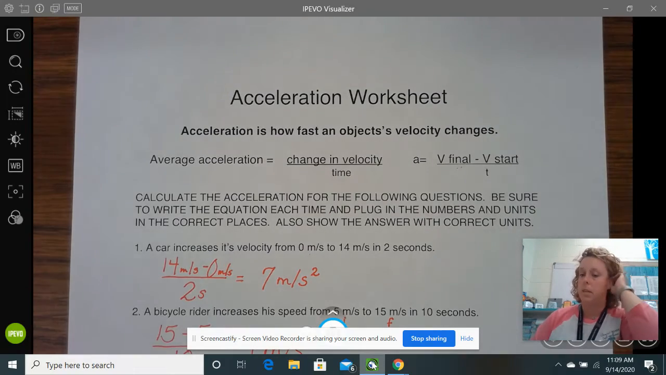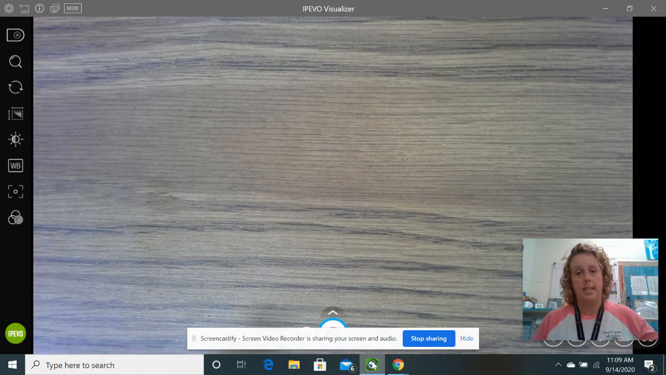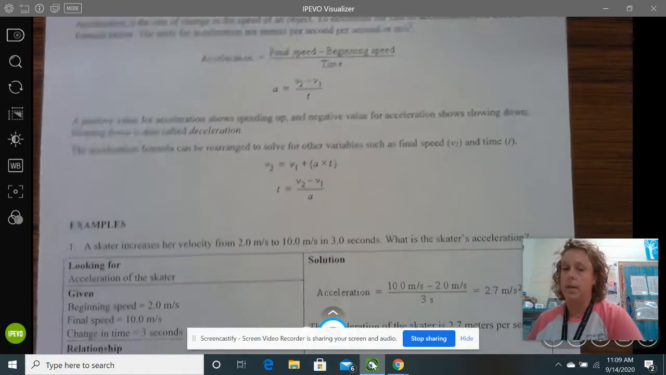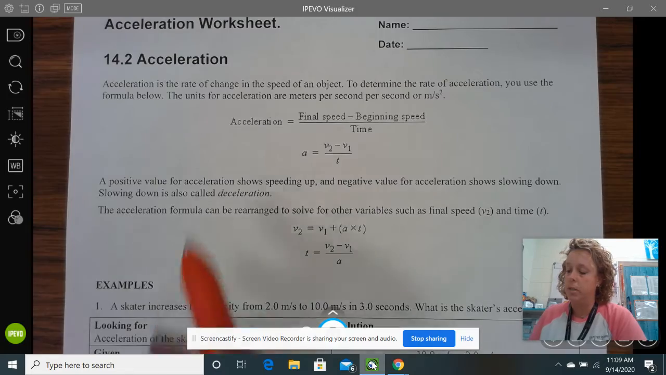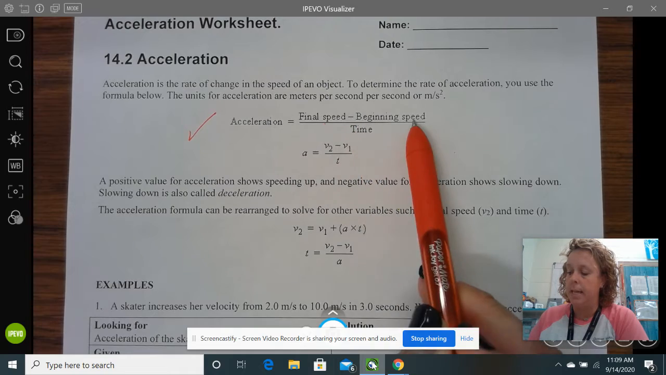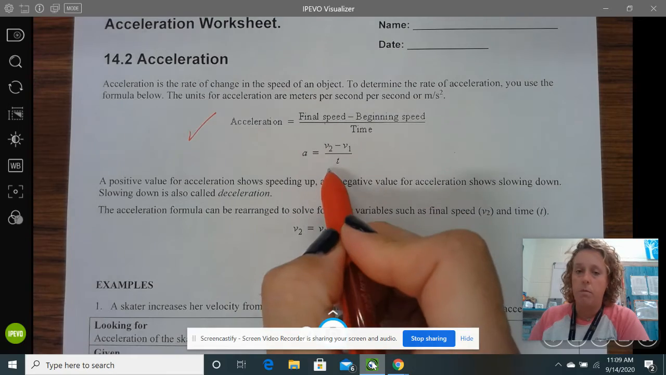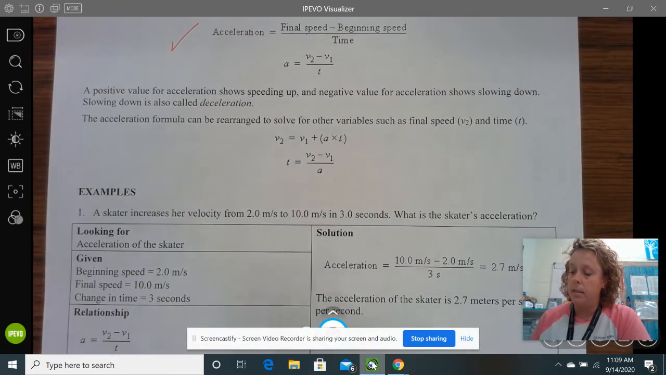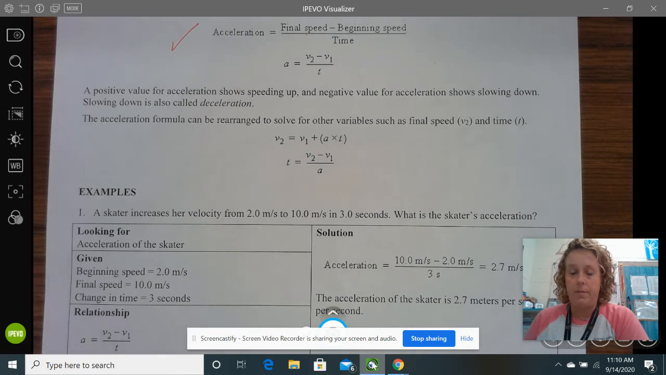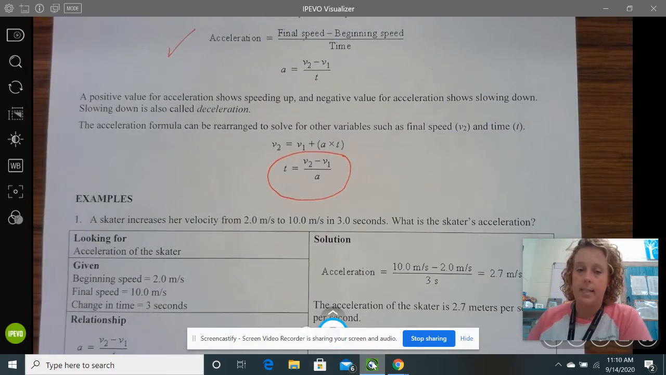So what happens when we have a problem that gives us the acceleration, but we need to find the time? Let's look right here. We just looked at acceleration. We know acceleration is final speed minus beginning speed divided by time, and this is just another way of representing the same formula. So what if we have acceleration and we're looking for the time? This right here is going to be your formula to find time.